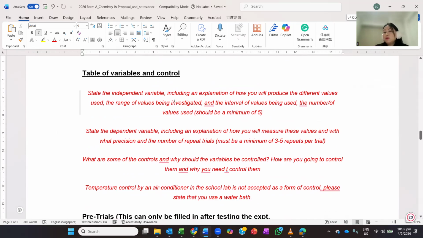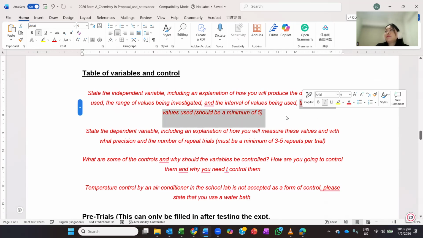If I'm going to look at temperature, what is the range I'm going to look at? Is it from 20 to 80 or is it 20 to 100? And the intervals, am I going to go at 5 degrees interval, 20, 25, 30, 35, or am I going at a bigger interval because of a particular reason? Then you say, I will do 20, 30, 40, 50. So you need to state the interval and why you chose that and how many variations. So by right should be at least 5.